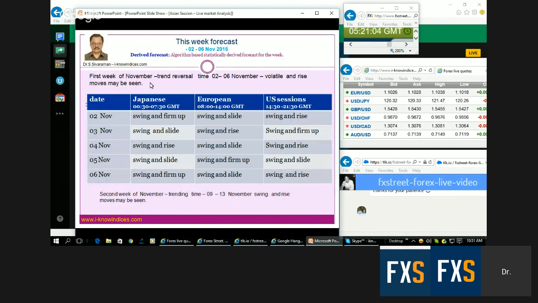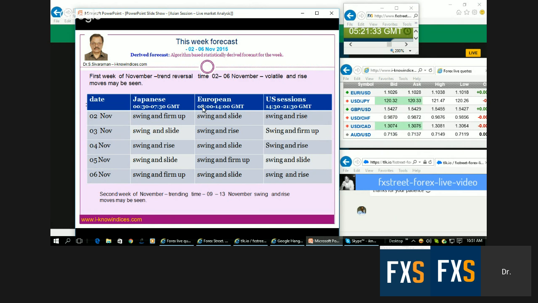So this being the first week of November, the market is known to make the trend reversal 2nd to 6th of November. And also you come across the BOE interest rate decision and non-farm payroll, which are going to be announced on Thursday and Friday. The market is expected to be very volatile. So trade with caution.